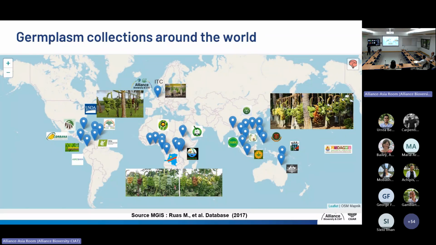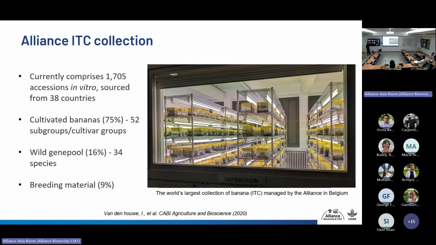If we focus in Colombia, we have next door the Agrosavia, where we have a beautiful collection. We have Fede Platano, which is not very far from here. So each of those collections have different size, different diversity. And at the Alliance, we are very fortunate to manage the International Transit Center, where we have the largest collection of banana, the largest diversity.